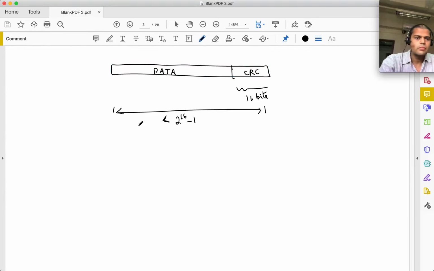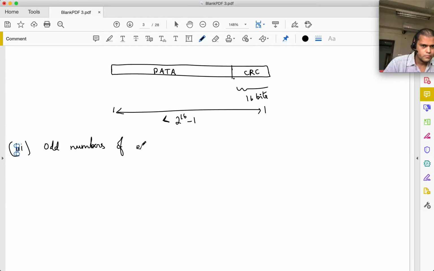So can we do something more than that? Can we detect all odd numbers of errors? So what does this mean? This means e of x is of the type x to the power of j plus x to the power of i, whatever, and there's an odd number of terms here.